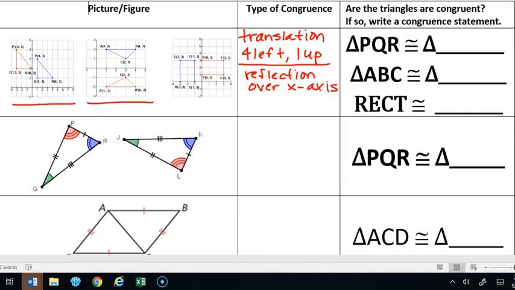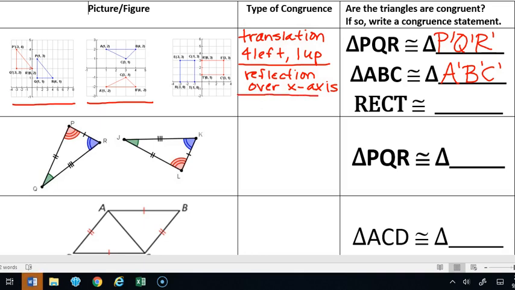Oh, and the first one, by the way, when I write the congruency statement here, it's P prime, Q prime, and R prime, and if you remember, that's what we did when we did the last unit as well. Second one was A prime, B prime, C prime, and again, that's kind of hard to see in even the drawing, but nonetheless, that's what it is, okay?